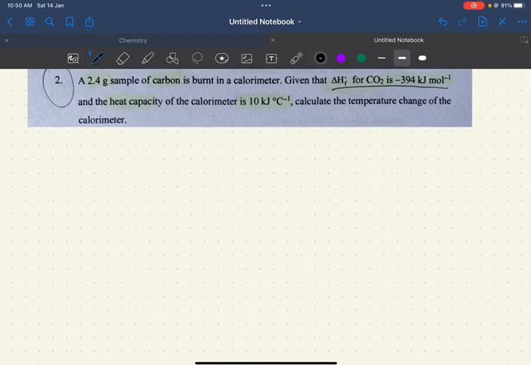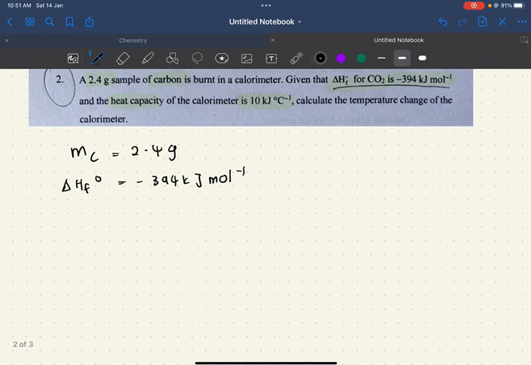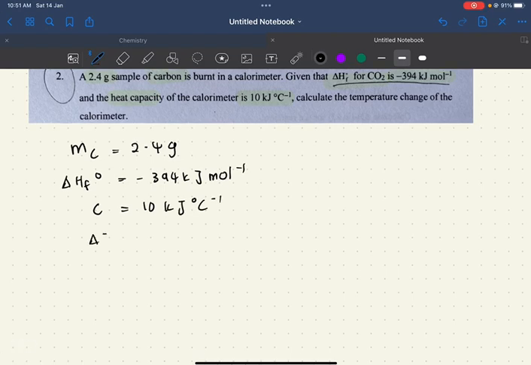Given the information, the mass of the carbon is 2.4 gram, and the heat of reaction for carbon dioxide is negative 394 kilojoule per mole. Next is the heat capacity, which can be replaced by the letter C, is 10 kilojoule per degree Celsius. What we need to find is the delta T.